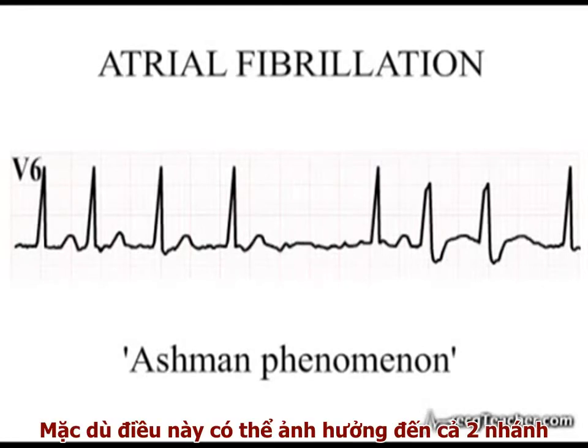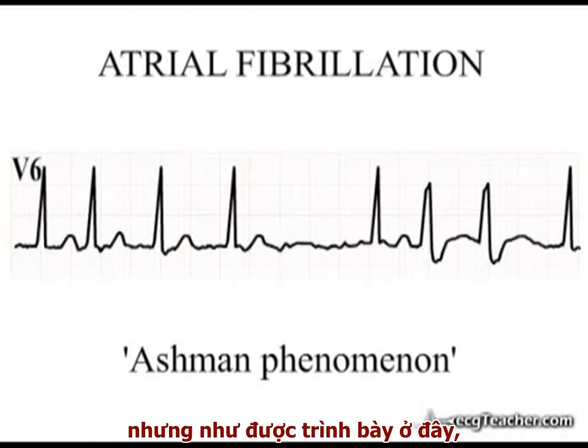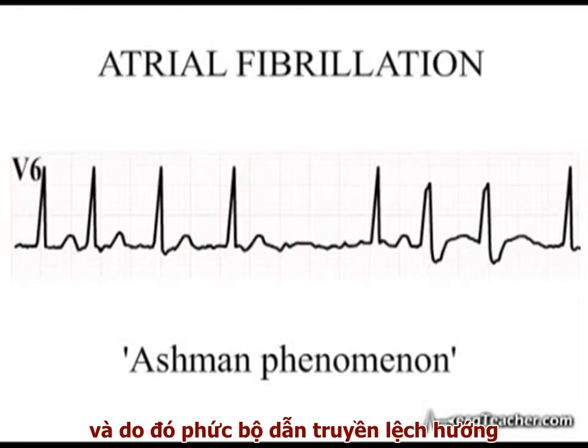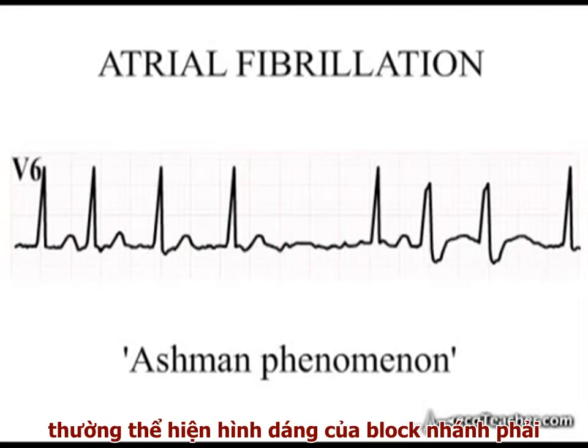Although this may affect either bundle branch, as shown here, the transient block usually occurs in the right bundle, and the aberrantly conducted complex therefore usually demonstrates a right bundle branch block morphology.